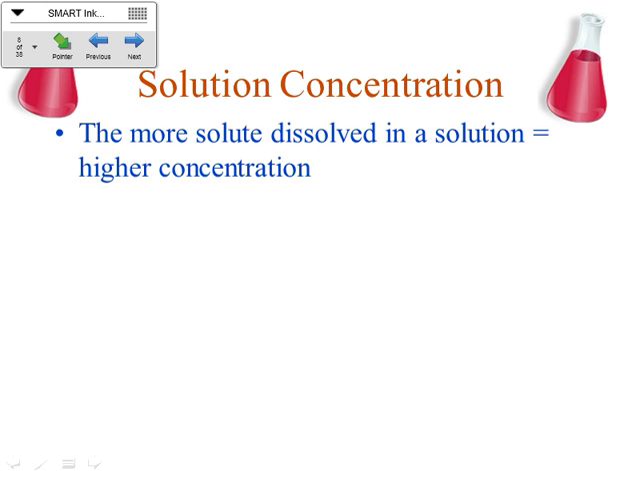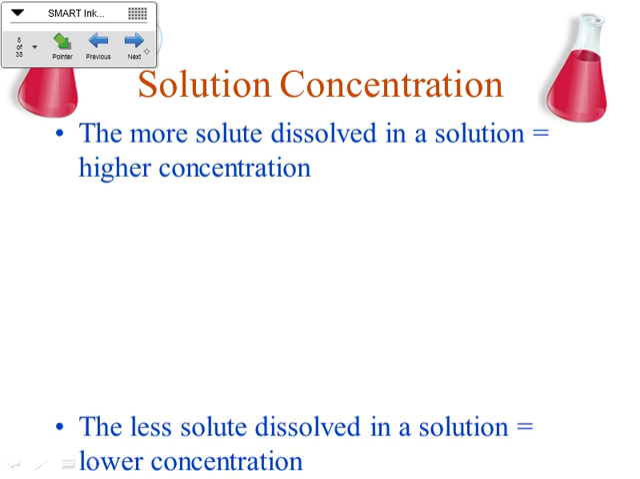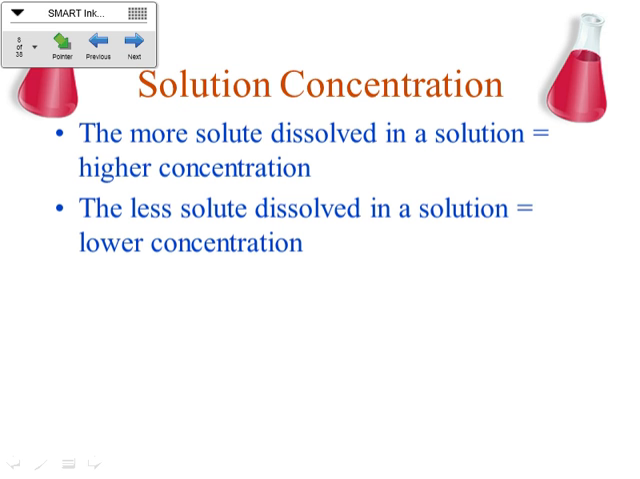Okay, so the more solute dissolved in a solution equals a higher concentration. The less solute dissolved in a solution equals a lower concentration. You might put next to lower concentration, you might put dilute, just so that we remember that word, okay? Dilute means there's not very much solute dissolved in the solution.